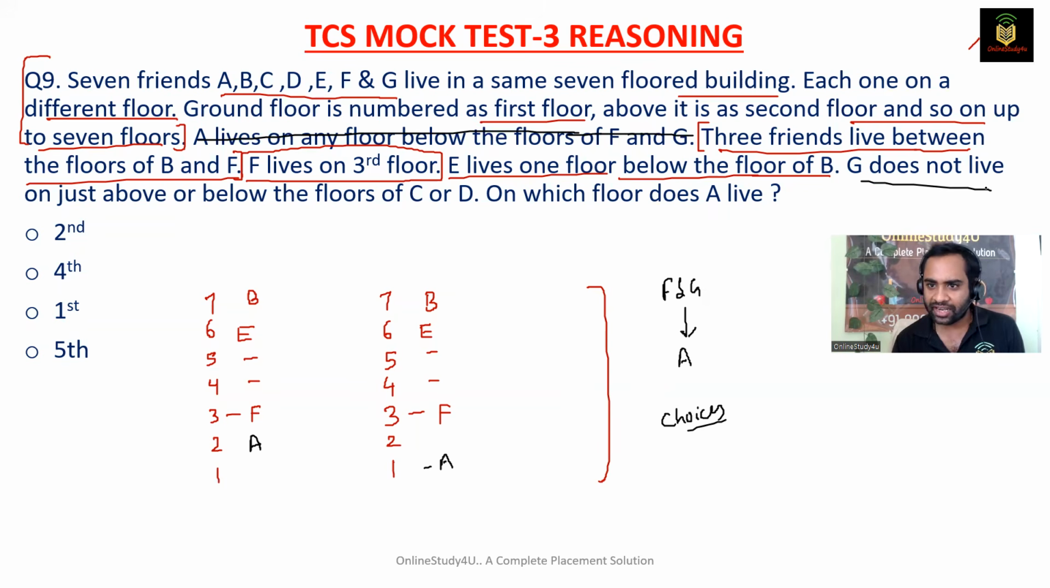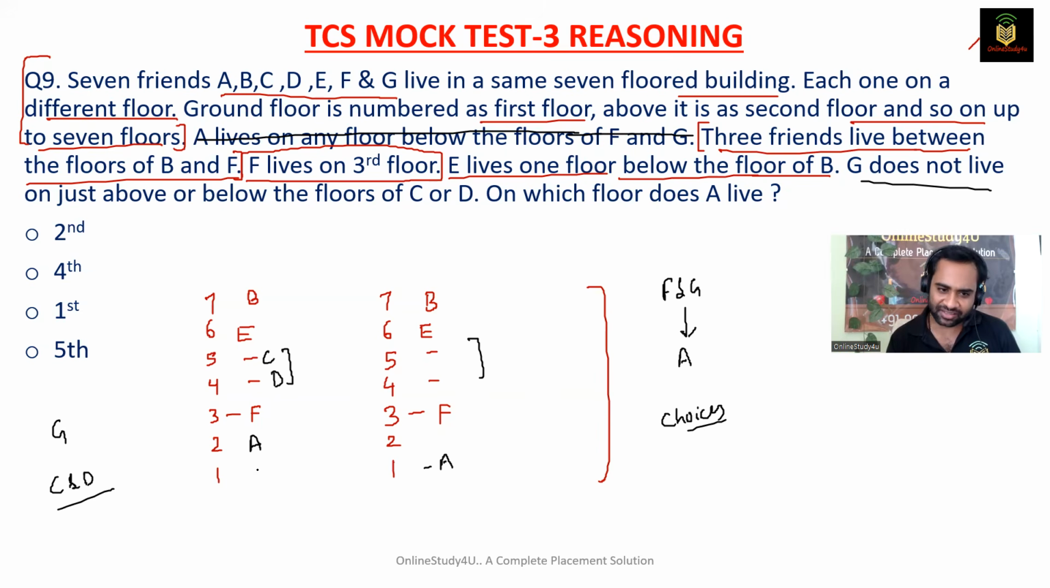Now, next, G does not live on just above or below the floors of C or D. What they're telling is that G does not live above C and D. So where can we put C and D, my dear friends? There are only these places left where C and D can be put. There is only one option below, you cannot do that. So C and D you will have to do it here only.